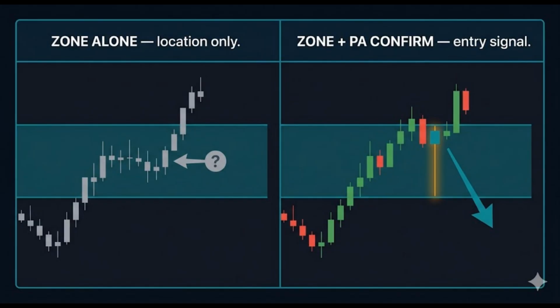A zone without a confirmation candle is a location, not an entry. You need both. The zone tells you that institutional interest exists at that price level. The confirmation candle tells you that institutional order flow is actively defending that level right now, in this session, on this candle. Without the candle, you are speculating that the zone will hold. With the candle, you have evidence that it is holding. That is not a small distinction. That distinction is the difference between a guess and a trade.